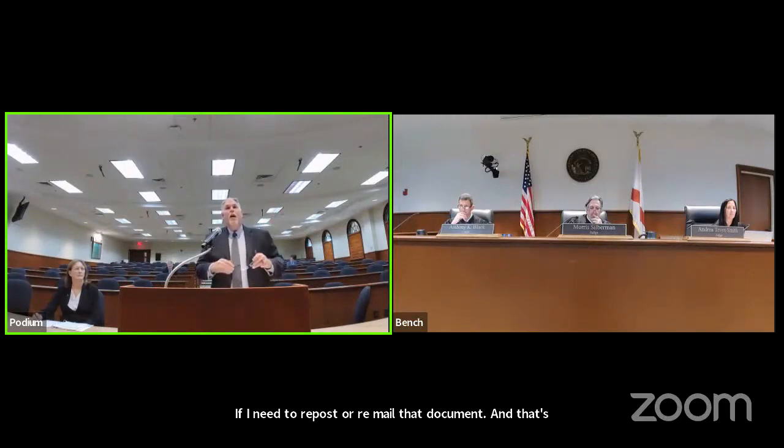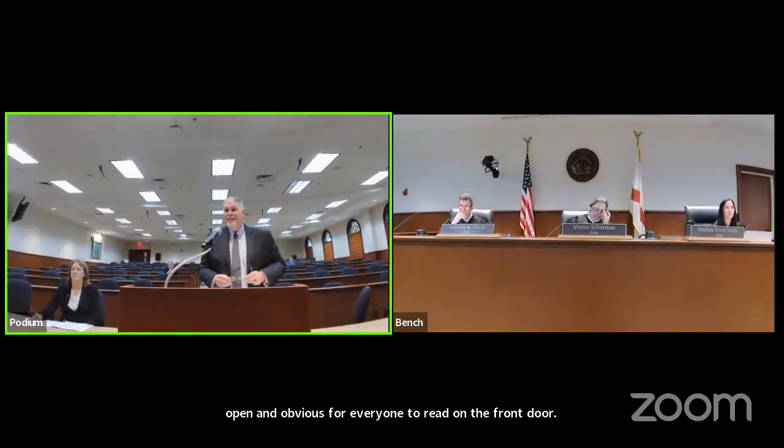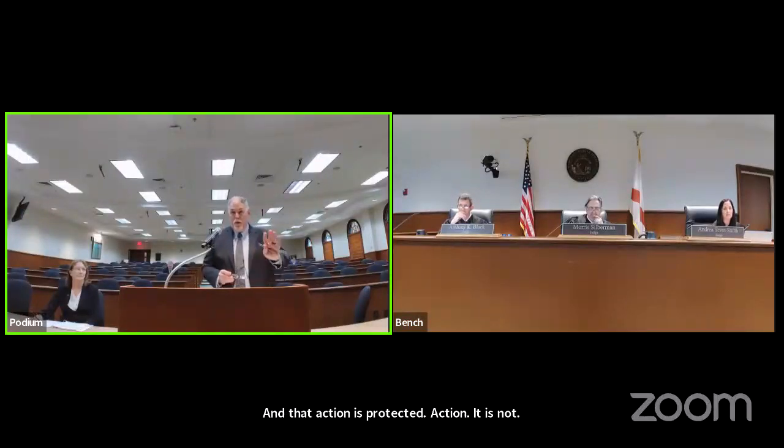The court said, no, we take the larger version of posting. We take the posting of, you have to put it open and obvious for everyone to read on the front door. The exercising of that notice is a condition in the statute in order to proceed with eviction, right? And so that's what starts the litigation proceedings. And that action is protected action, is it not? It is not. The delivery of the notice to the homeowner or to the renter is the condition proceeding. The posting of the notice, the outward facing posting, which is what happened in this case.